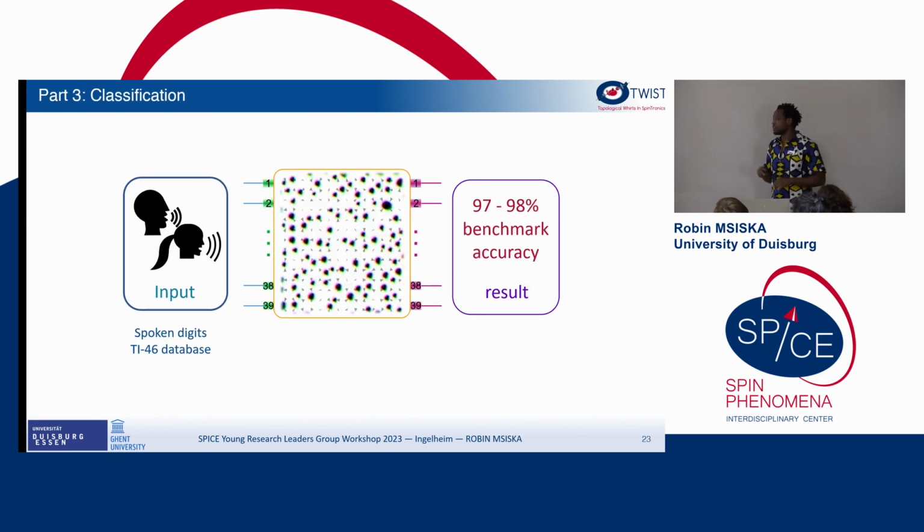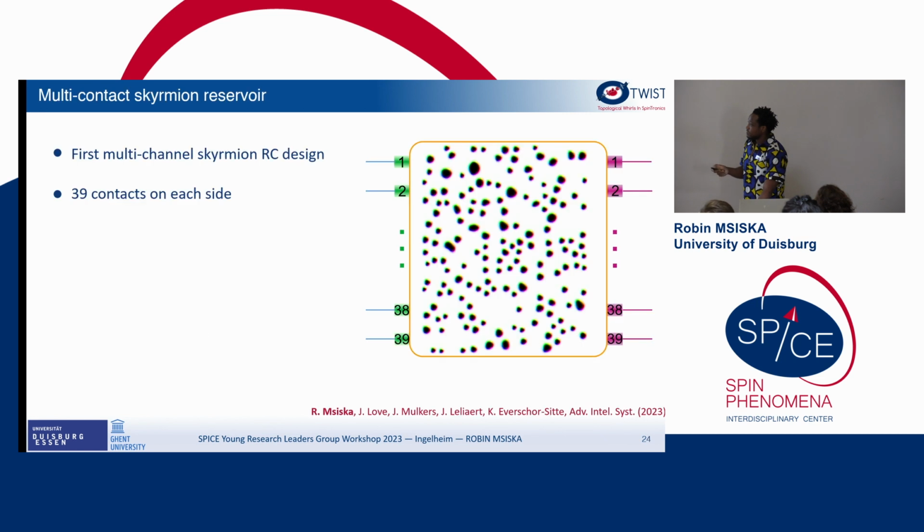So the last part of my talk is classification performance. In this case, I chose spoken digit classification because it's a more complex task, and it's very time sensitive and a good way to measure the way the reservoir works. So I'll start by introducing the reservoir first. So I talked about it, Skyrmion distributed, and then you have 39 contacts on each side. The reason for that will become clear later.